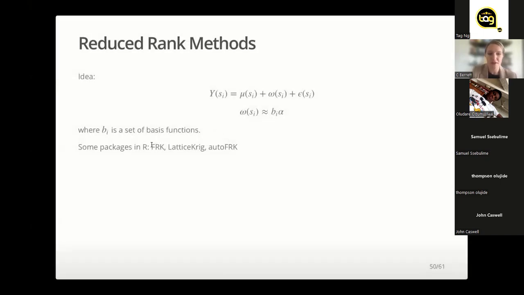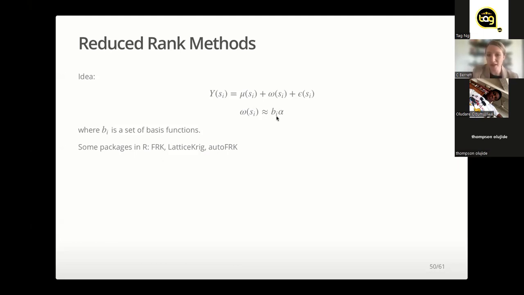The packages for doing that are FRK, fixed rank Kriging, LatticeKrig for lattice Kriging, and then this auto fixed rank Kriging, which I'm going to show. It does a few things automatically, but both fixed rank Kriging and LatticeKrig have some really nice vignettes to use. Fixed rank Kriging has a vignette called FRK_intro that goes into detail about some ways you would want to select these bases, etc. So I'm just going to show this auto fixed rank Kriging.